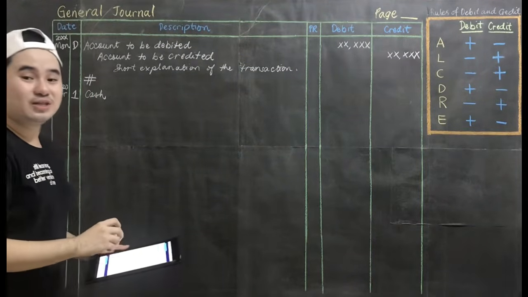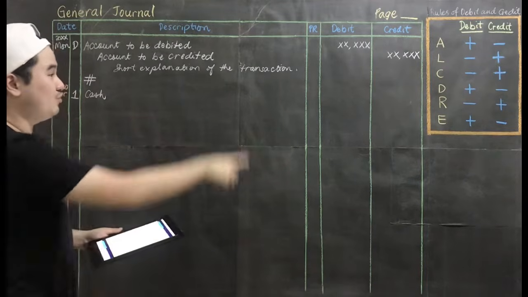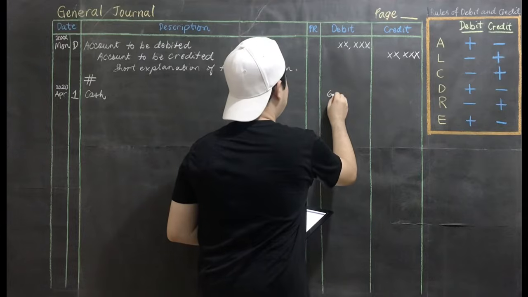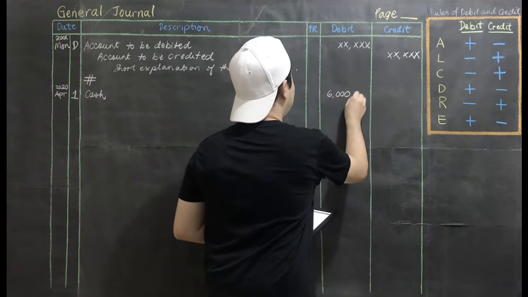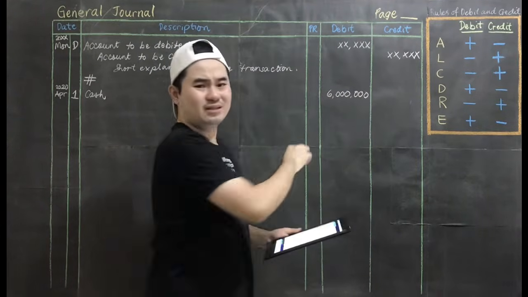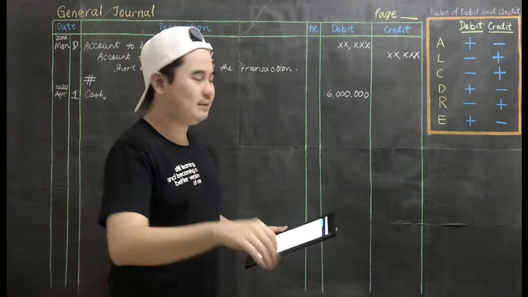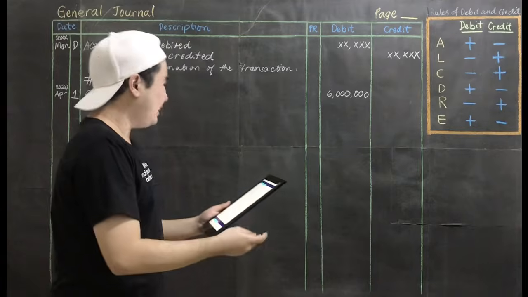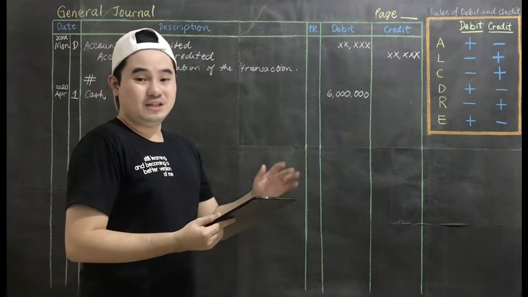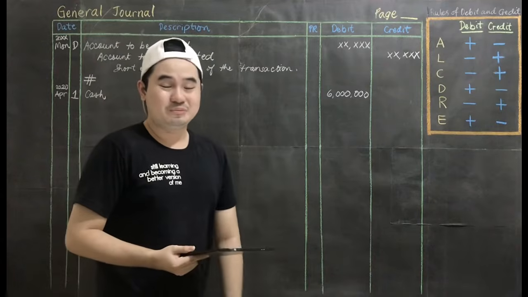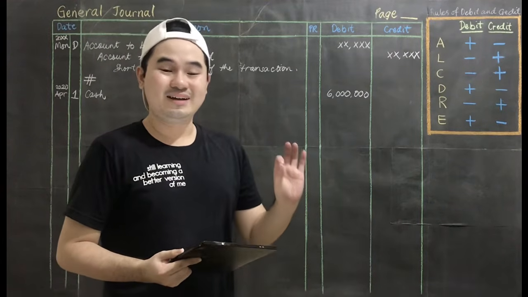Cash. Magkano yung cash na pinasok sa company? 6 million. Nilalagay ko dun 6 million. Sir, anong gagawin natin dito sa posting reference column? Huwag kang excited, sa dulo pa yan. Okay? Okay, next. Sabi natin, in each transaction, pag may debit, may credit. So, anong credit nito? Kung maaalala nyo yung analysis natin, di ba?